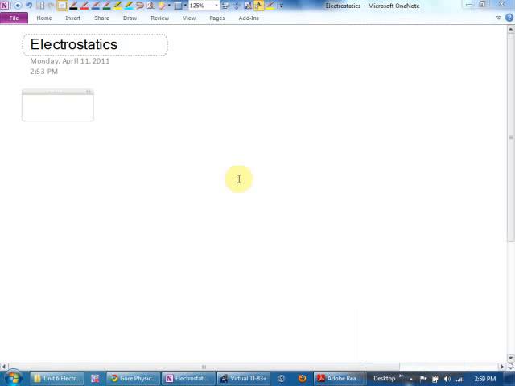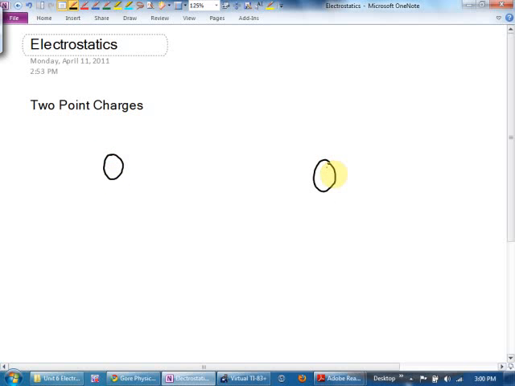So let's first of all talk about what kinds of written questions I can ask you, or multiple choice, with point charges. The first thing we're going to look at is, what can I ask you with 2 point charges? I'm going to do a diagram. We have point charge number one, point charge number two.